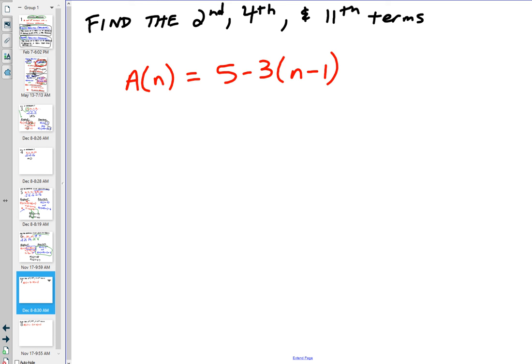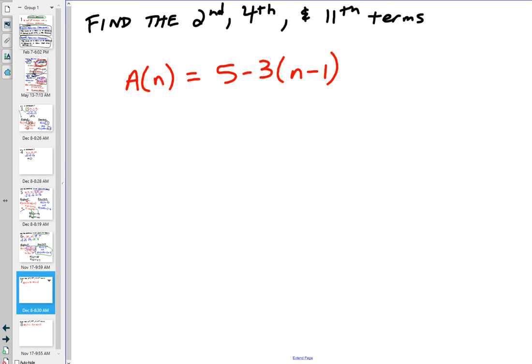Let's identify what type of definition this is. This is explicit, because everything is being given to me in one equation. This is a rule that everything would abide by. So let's find the second, the fourth, and the 11th. Better yet, this one we're going to do together. If you want to do it on your own, that's fine, but let's do this together.